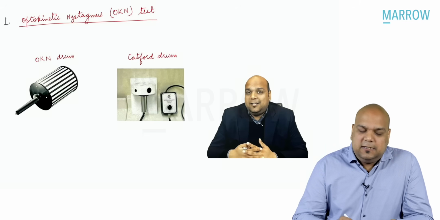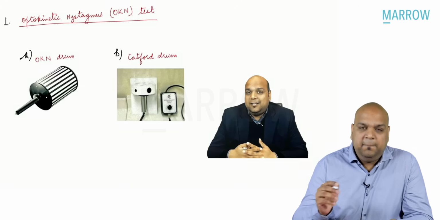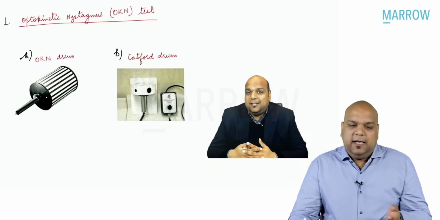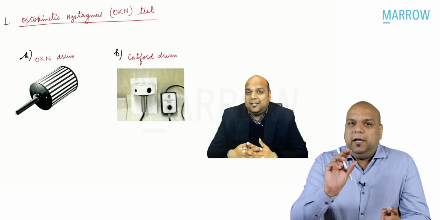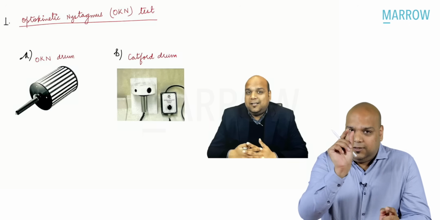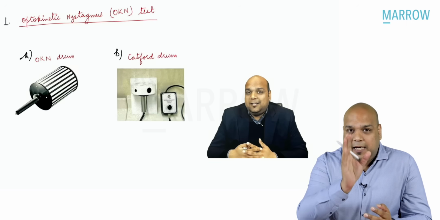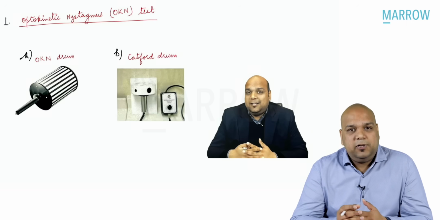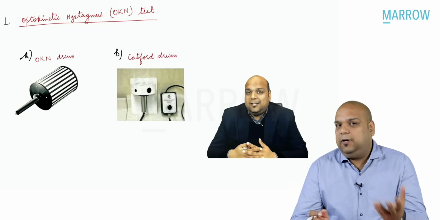In the optokinetic nystagmus test, we can use two instruments. One is the OKN drum and one is the Catford drum. As already explained to you, the OKN drum has thick and thin lines, and based on the thickness of the line that the infant or the pre-verbal child is able to focus on, we are able to understand the visual acuity. Similarly, for the Catford drum, there are different sizes of dots.